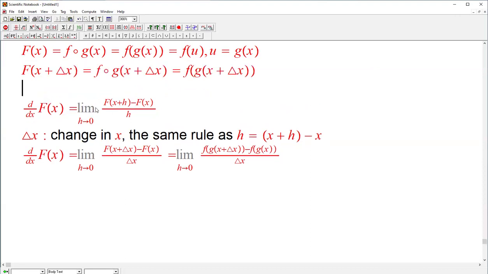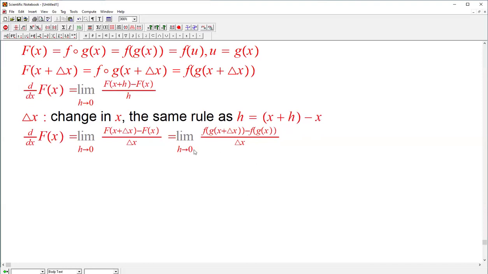With our new notation, now we have g of x plus delta x, subtracting g of x. So we're going to introduce another notation. Remember, we just introduced u, right? u is g of x.